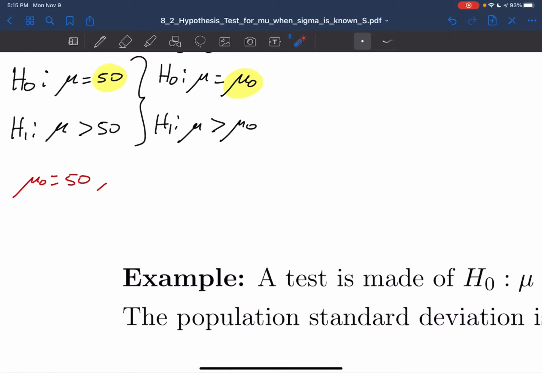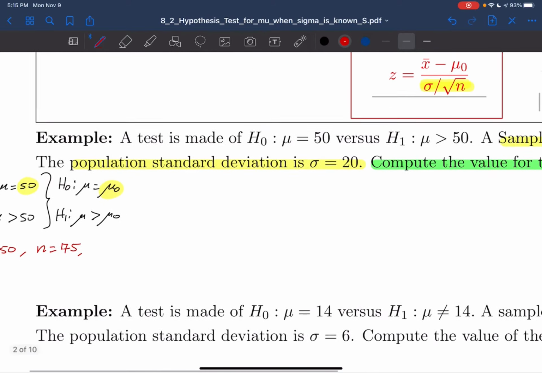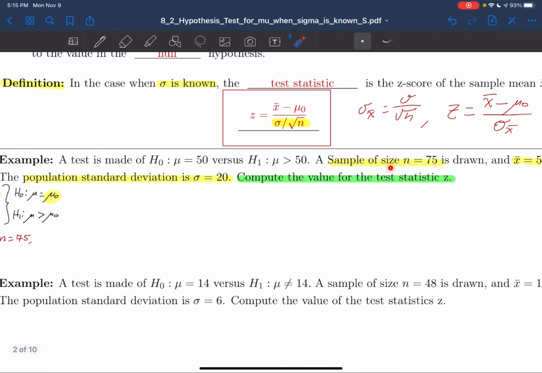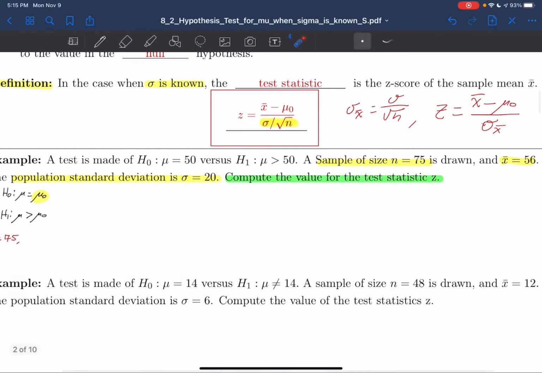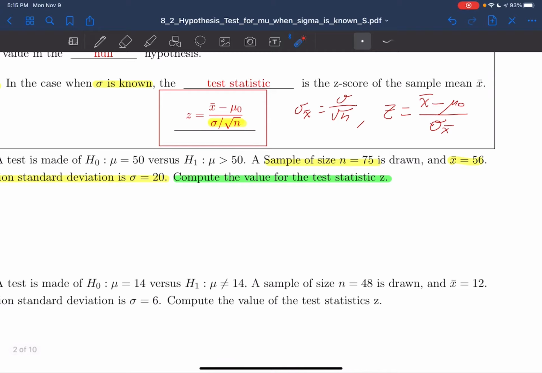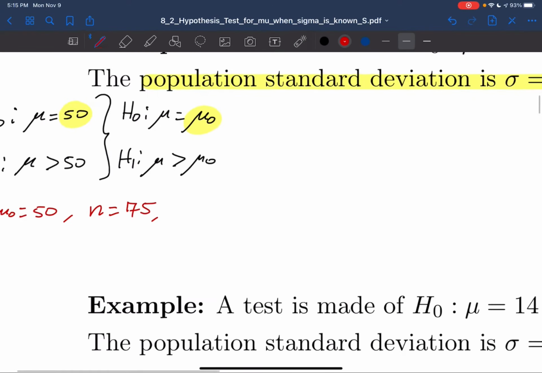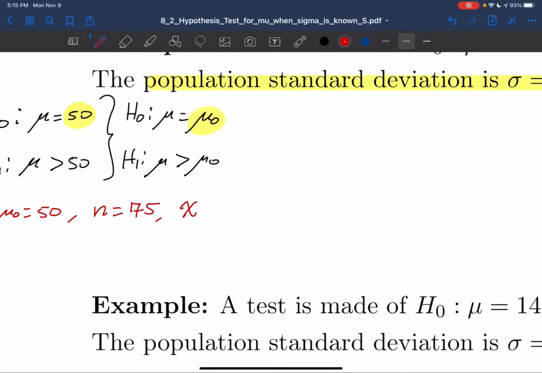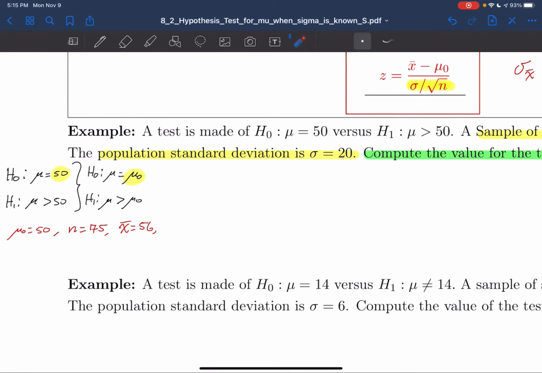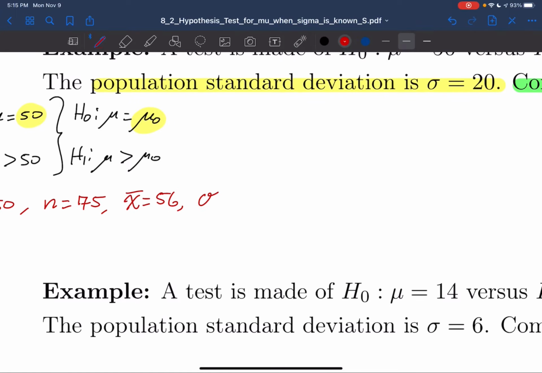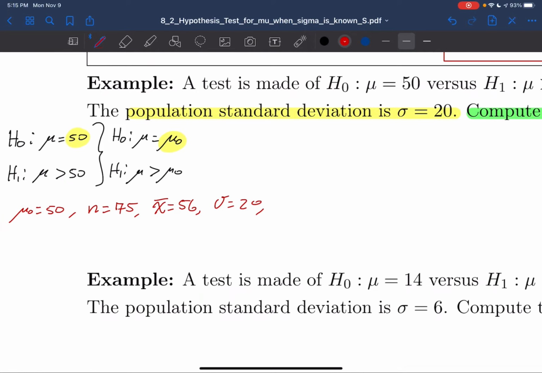Then we have our sample size, n, equal to 75, because it tells us that the sample size is 75. It also tells us the sample mean is 56, so x bar is equal to 56. It even gives you the population standard deviation, sigma, which is 20. So sigma is equal to 20. Now that we have all of our values, we can actually compute our test statistic.